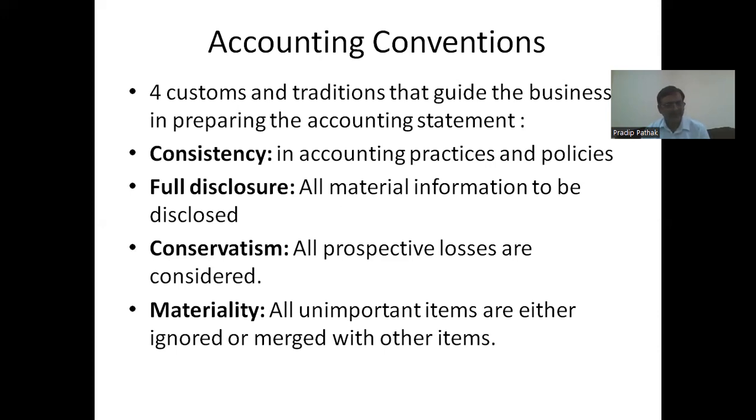Conservatism says all prospective losses are considered. You need to be pessimistic in it. If some loss may occur, you must show it in the account, although you may not have actually incurred it at that point in time. But on the other hand, even though you know that profit will be generated, you will not include it unless and until the profit has actually been received. And materiality says that all unimportant items are either ignored or merged with other items. So this is about the accounting conventions.